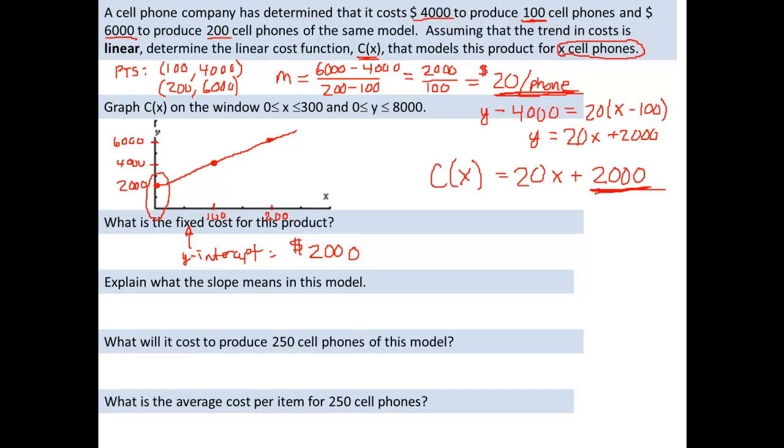What does the slope mean? We already mentioned this in the equation, but it's cost per phone. And that's ignoring the fixed cost, ignoring this $2,000 y-intercept. It's $20 to produce an additional phone.